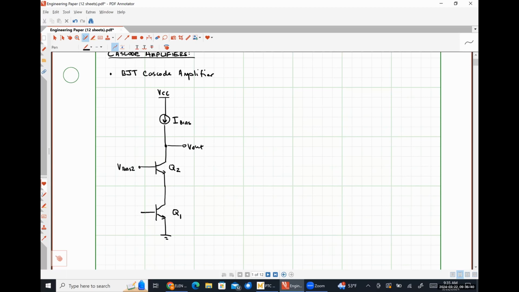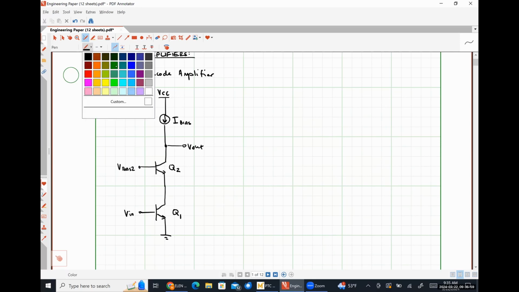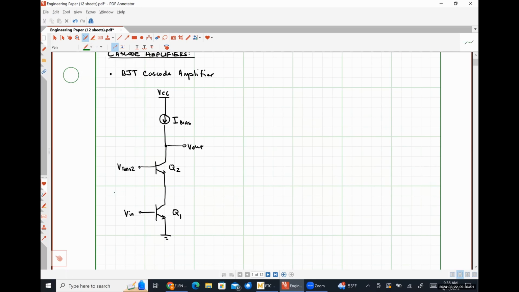We are going to apply a DC bias voltage to the base of Q2. And then we are going to apply our input signal that we're trying to amplify, as well as a DC bias voltage, to the base of Q1. So effectively what we have here is two amplifier stages kind of stacked on top of each other.